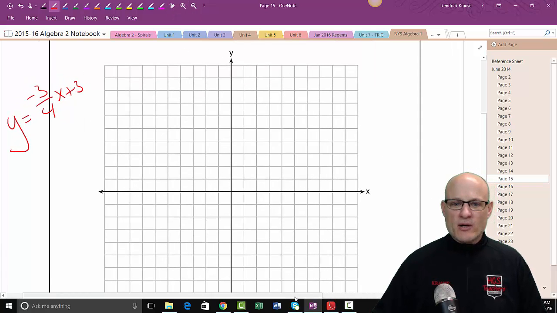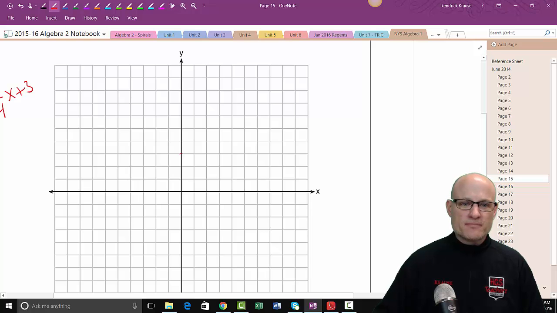All right. So my y-intercept is 3. My slope says go down 3 and to the right 4. Down 3 and to the right 4. Up 3 and to the left 4. Up 3 and to the left 4.